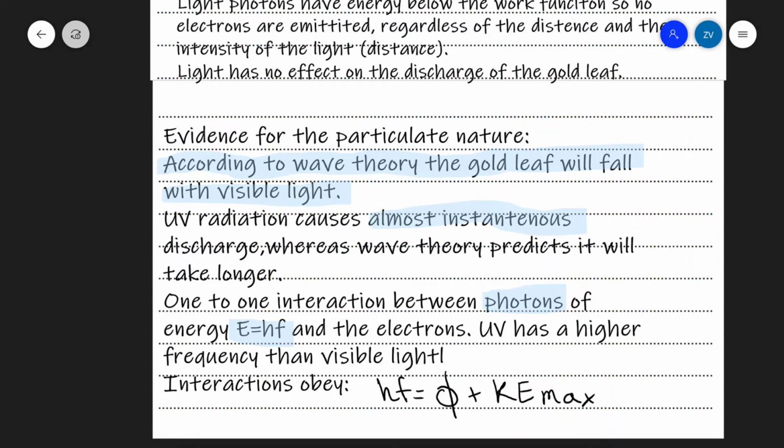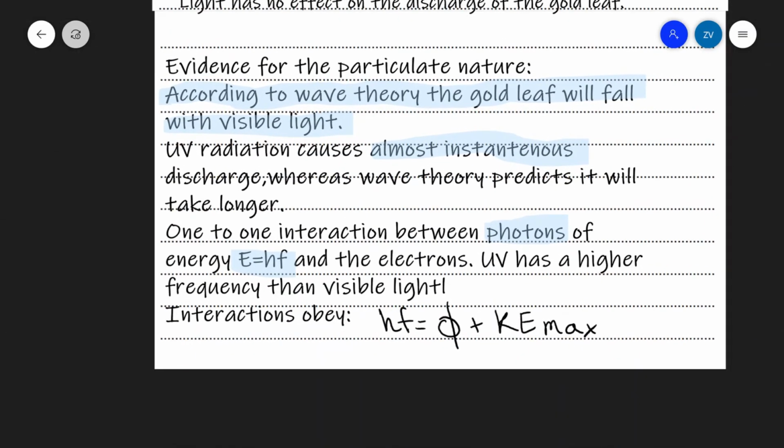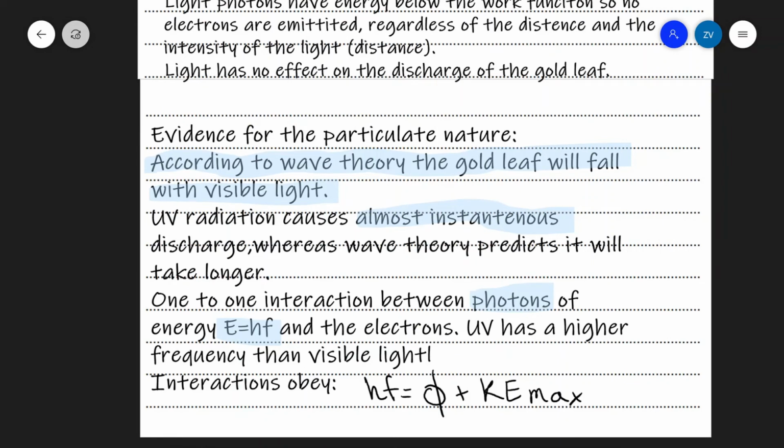The reason why nothing happens when we shine visible light is because UV has a higher frequency than visible light, and it's above the threshold frequency. The interactions once again obey Einstein's equation that hf is equal to the work function plus K max.